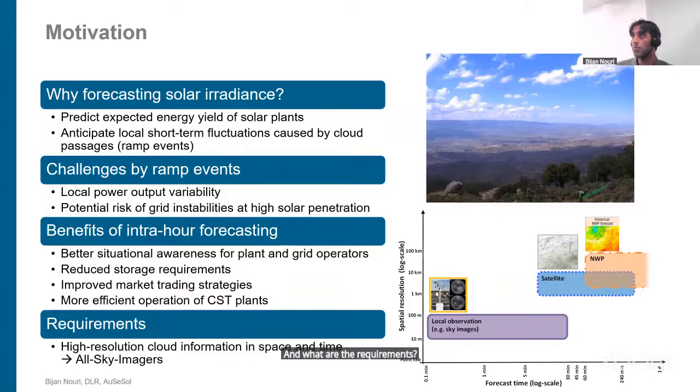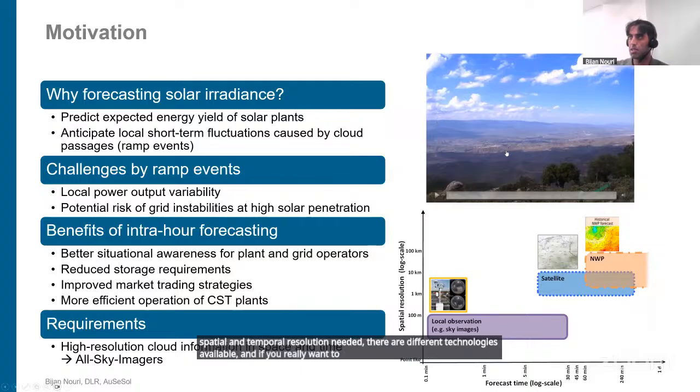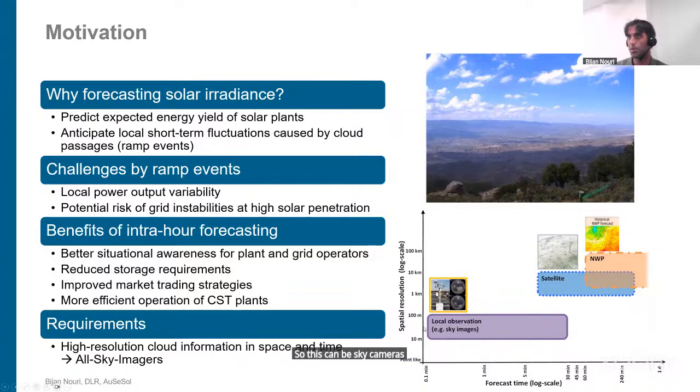Well, depending on the forecast horizon and the spatial and temporal resolution needed, there are different technologies available. And if you really want to detect such local ramps, then we need local observations. So these can be sky cameras, like in our case, but also radiometers and other local measurements. Other options, if you want to look further into the future but with a lower resolution, would be satellite data or NWP data.